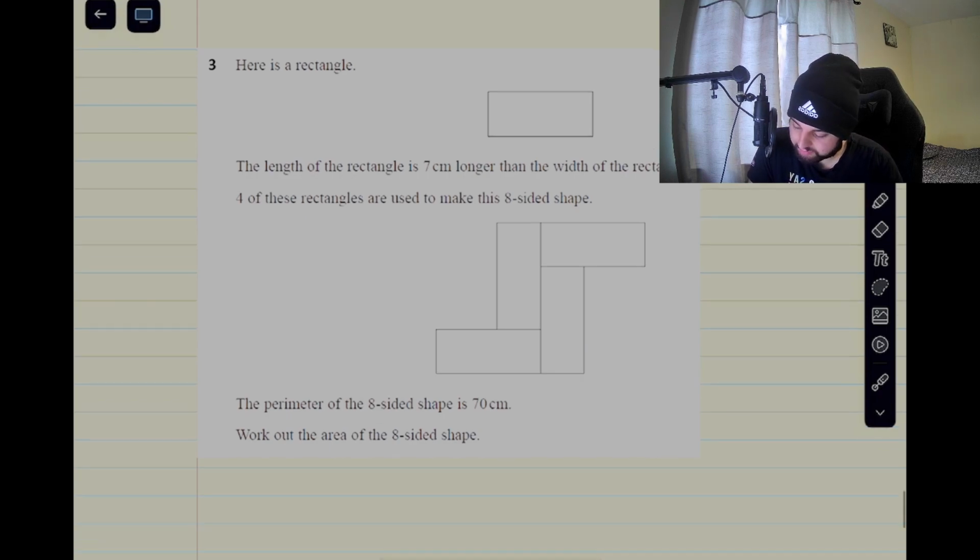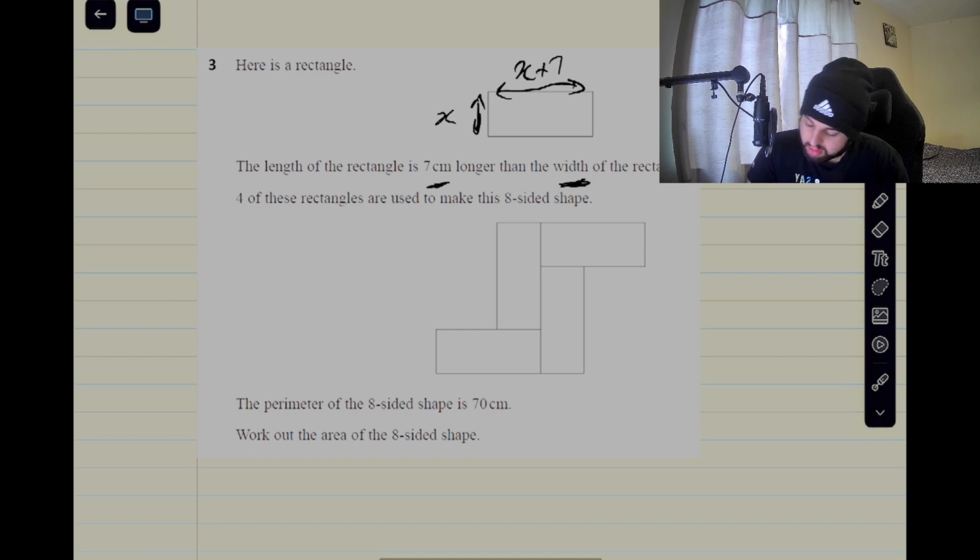So here's a rectangle. The length of the rectangle is 7 centimeters longer than the width of the rectangle. So let's just look at this rectangle over here. We don't know the width of the rectangle, so this is the width. Because we don't know it, we're just gonna label it as x, because x is, I think, the go-to letter for unknown numbers. And if the length is 7 centimeters longer than x, just do x plus 7.